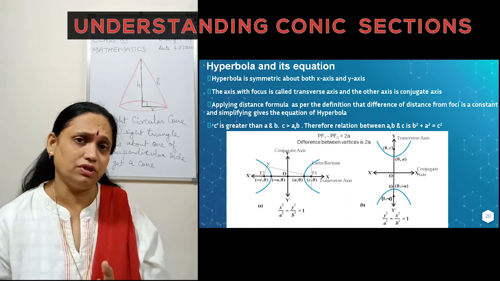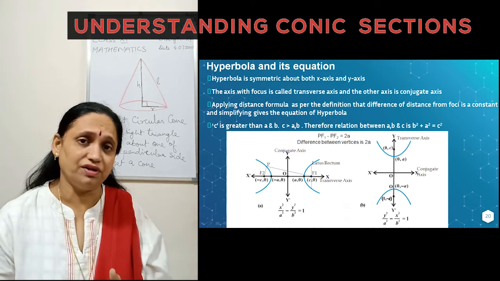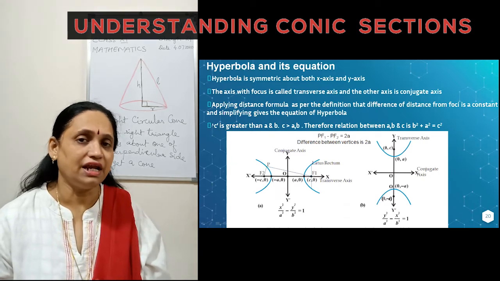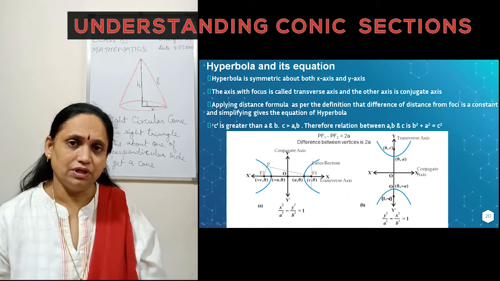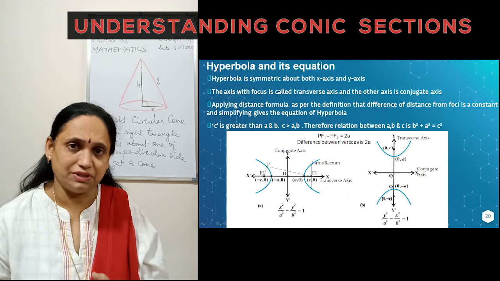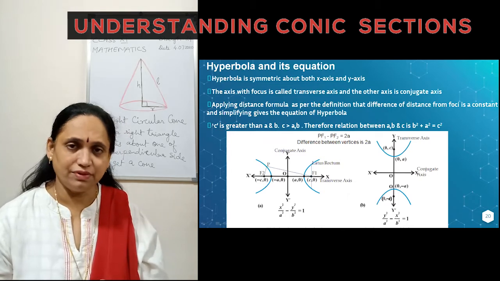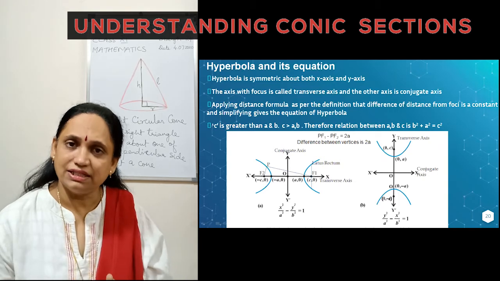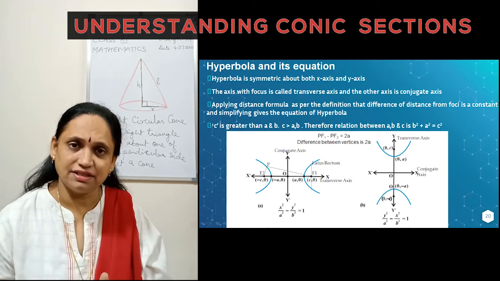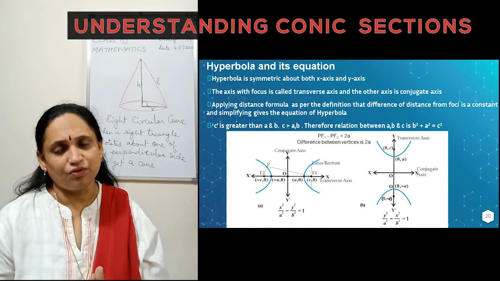Again, these three numbers form a Pythagorean triplet, and here in this figure, c becomes the greatest of the three numbers, and hence c square is equal to a square plus b square. So the relationship between all the three numbers is clear to us. We know that the figure is symmetric about the x-axis and y-axis. And we also know what a transverse axis and a conjugate axis are.